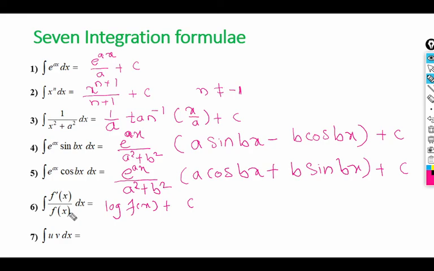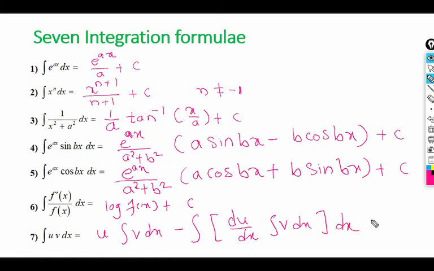And the last one is integration by parts. Whenever we come across a multiplication, we can apply this by parts. For by parts, we select the first function by the ILATE rule. The formula goes like this: first function, that is u, into integration of the second, minus integration of the derivative of the first into the integration of the second. So that is integration by parts. These are the 7 formulas of integration you should remember.